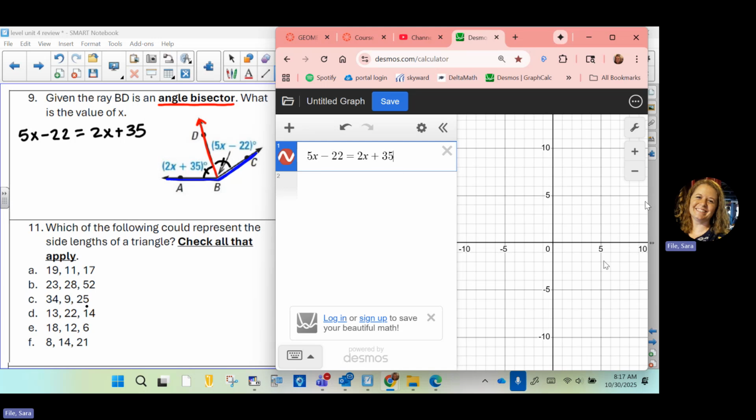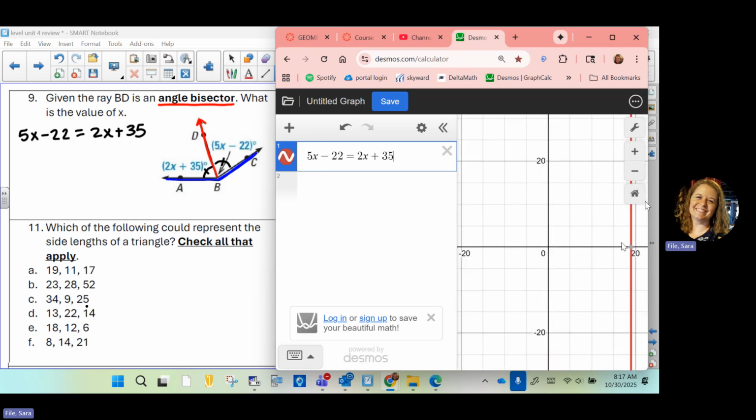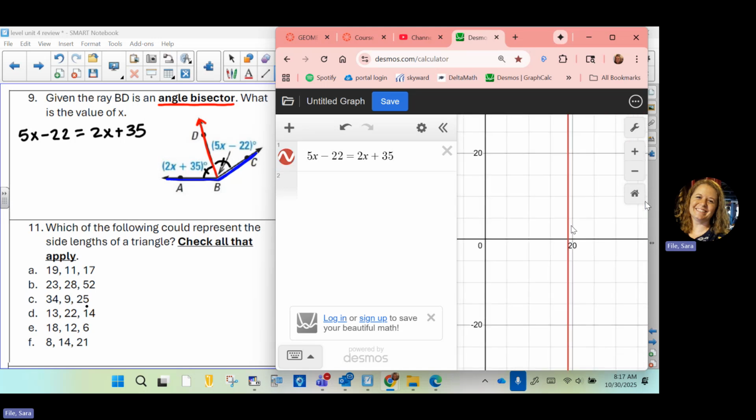Now, I don't see anything on this graph right now. That means I need to zoom out. It must be bigger than 10. So just keep zooming out until you see a line. So now I see the line, okay, and I can click. I'm looking for where it crosses X because that's the X value. So X is 19. Everybody good?